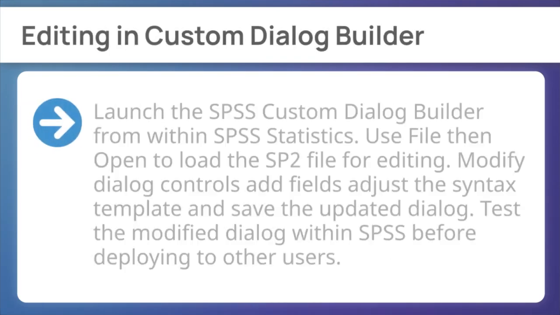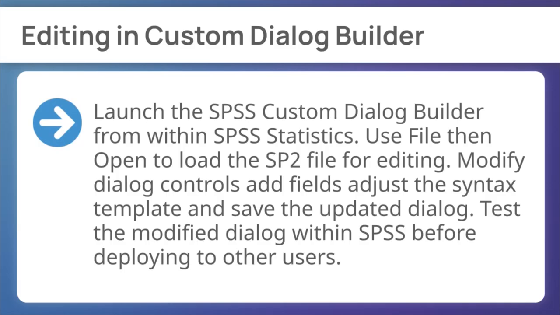Next, editing in Custom Dialog Builder. Launch the SPSS Custom Dialog Builder from within SPSS Statistics. Use File then Open to load the SP2 file for editing. Modify dialog controls. Add fields, adjust the syntax template, and save the updated dialog. Test the modified dialog within SPSS before deploying to other users.